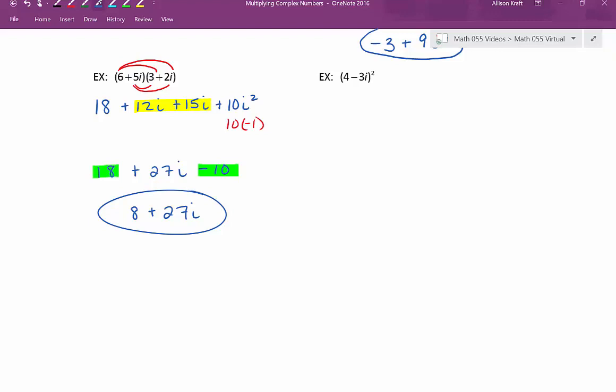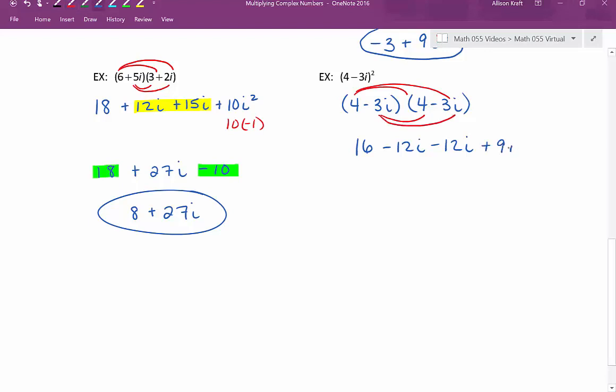Next, we have a binomial squared. Anytime we have this, we want to write it twice and then multiply it out. 4 times 4 gives us 16. 4 times -3i gives us -12i. -3i times 4, that's another -12i. And -3i times -3i gives us a positive 9i squared.